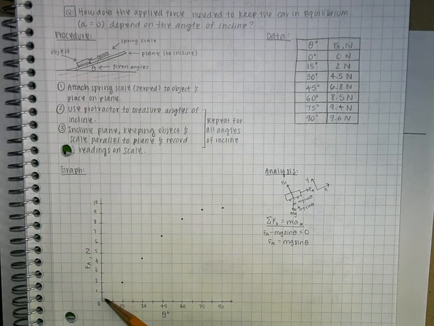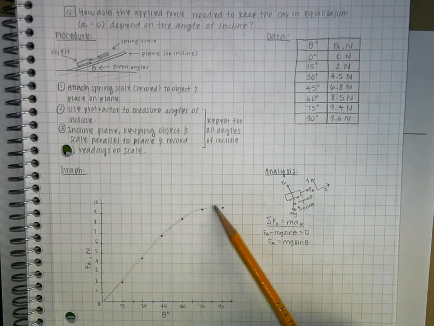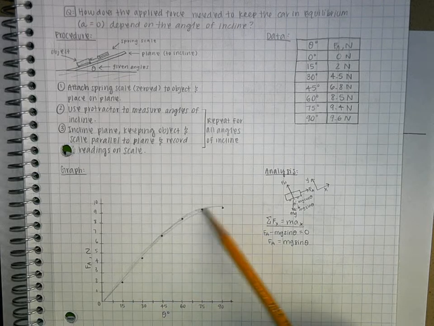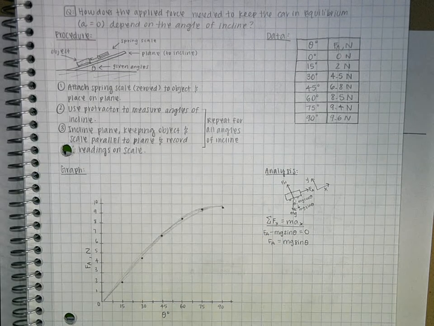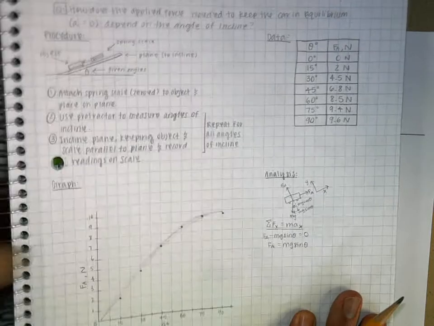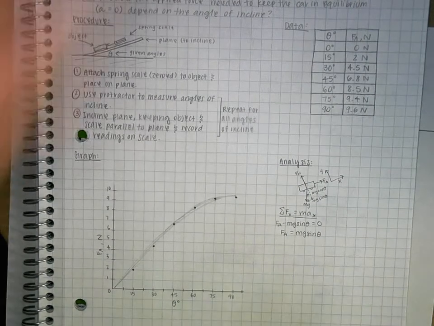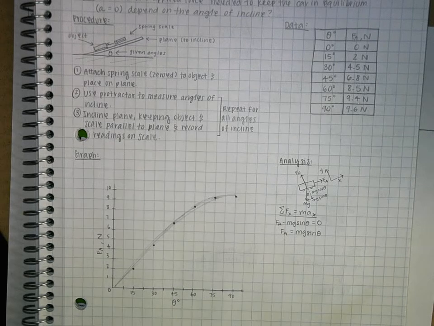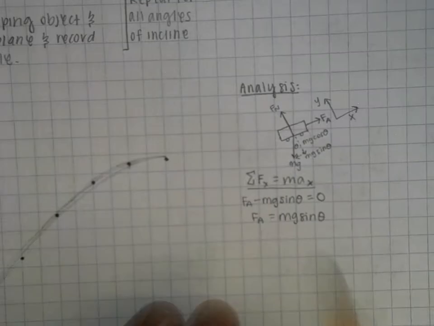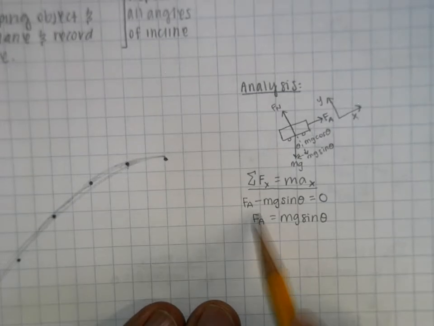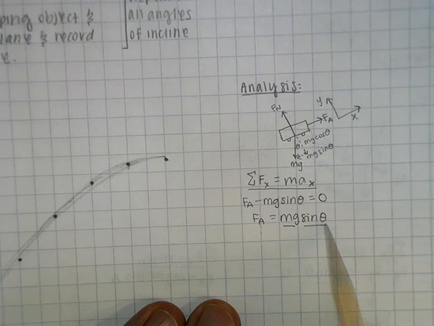All right, so it kind of goes like this, and then it starts swooping over. So we're going to use her data. Now you can use your own data. Please use your own data. Now, the theory says that the applied force should be equal to mg sine theta.